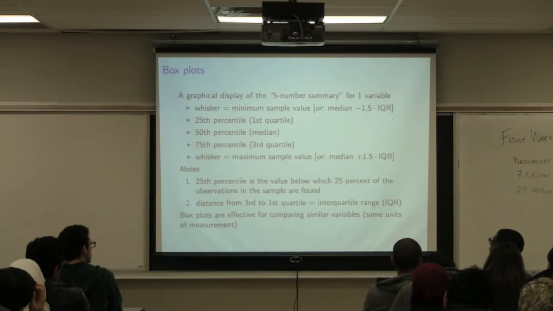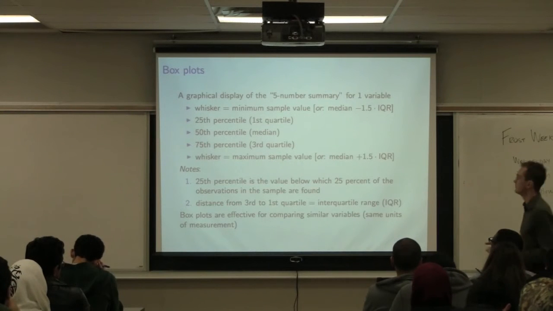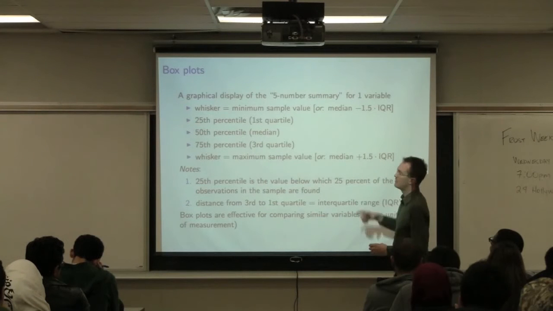Let's move on to box plots. Box plots are a very efficient way of summarizing a single variable. For a univariate variable, we can summarize it down in five numbers.